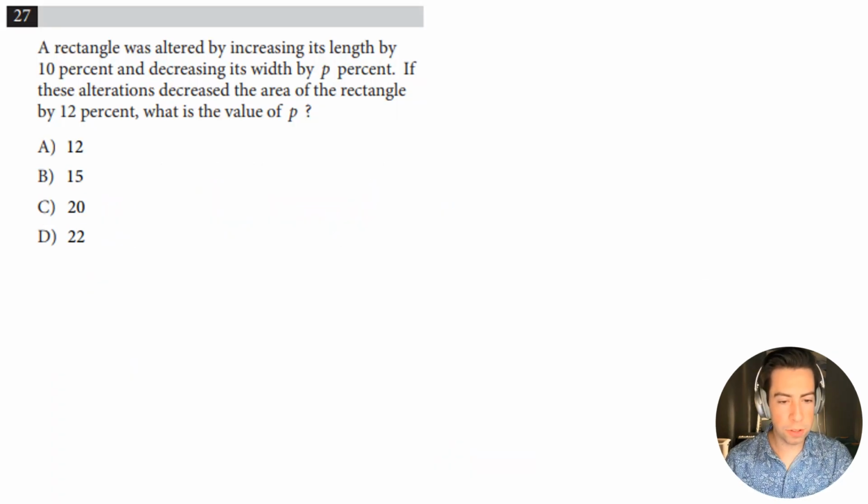So we have a rectangle that is altered by increasing its length by 10% and decreasing its width by p%. If these alterations decrease the area of the rectangle by 12%, what is the value of p? All right, guys, so before we altered the rectangle, the area was just equal to length times width. Now it says we decrease the area by 12%.